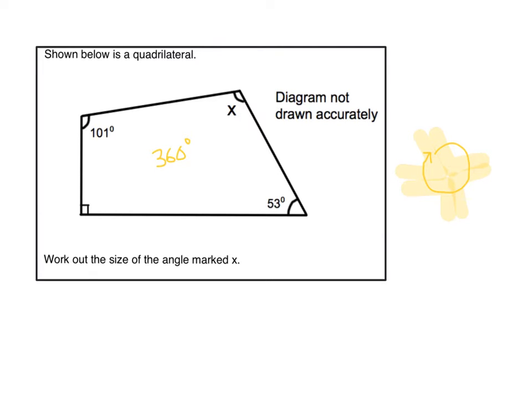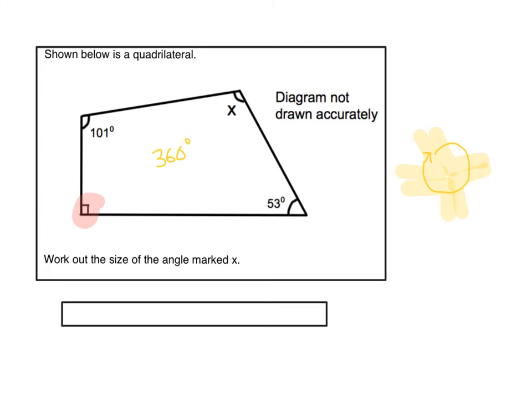Okay, let's look at what we've got so far then. So I've got this here, which we know means 90. I've got 101. I've also got 53. And then I've got X that's left. So let's figure out what we've got all together so far.